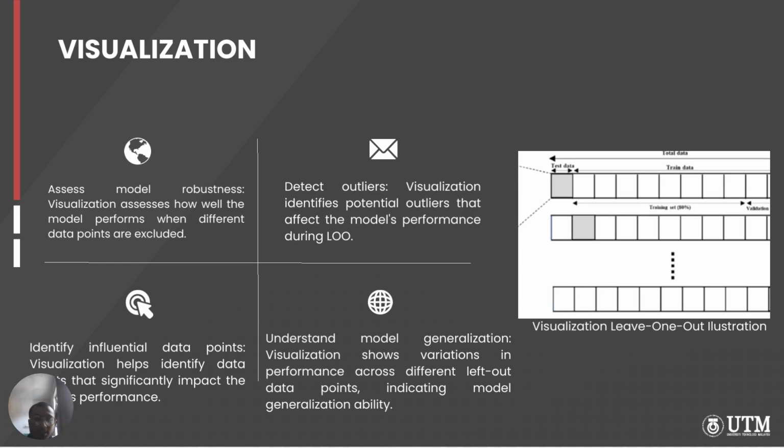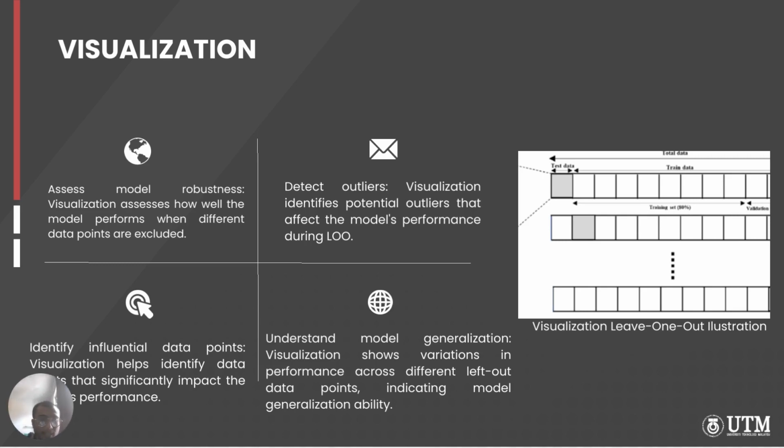On the right side, you can see the pictures as a surface of understanding of leave one out cross-validation. So why is it important? The first one is, why do we need visualization in leave one out? It's because it assesses model robustness, which is, visualization assesses how well the model performs when different data points are excluded.